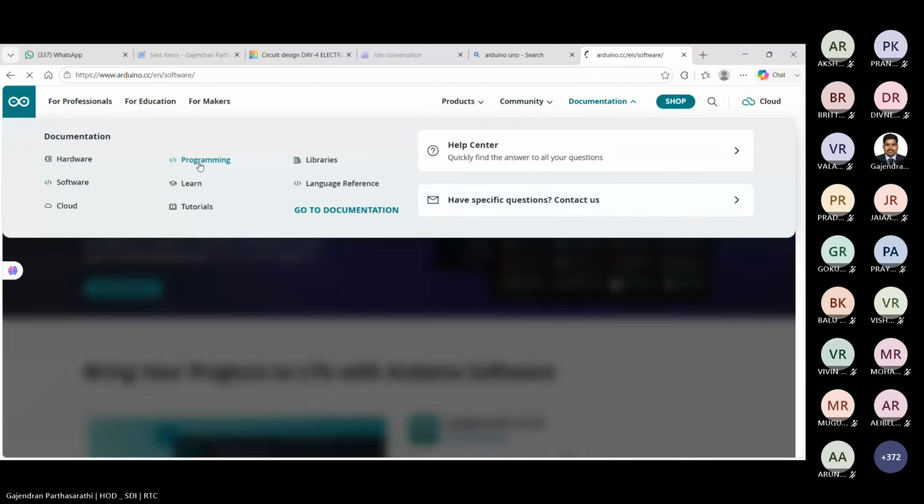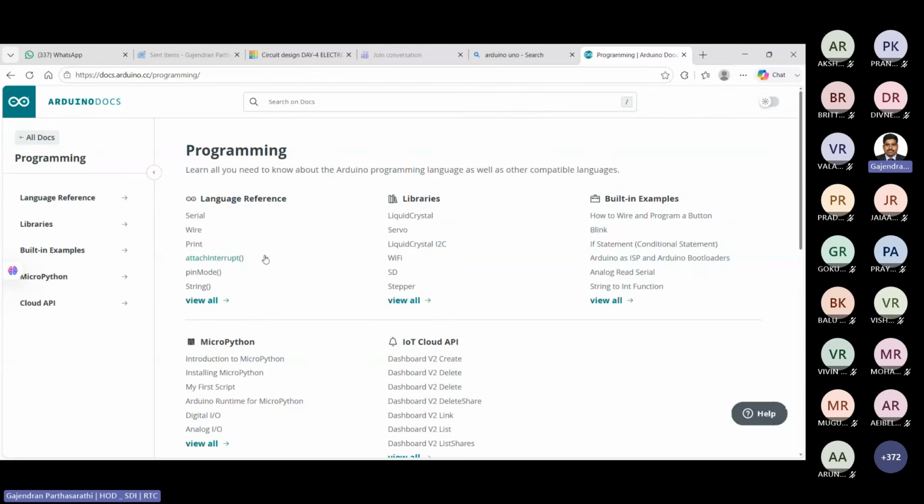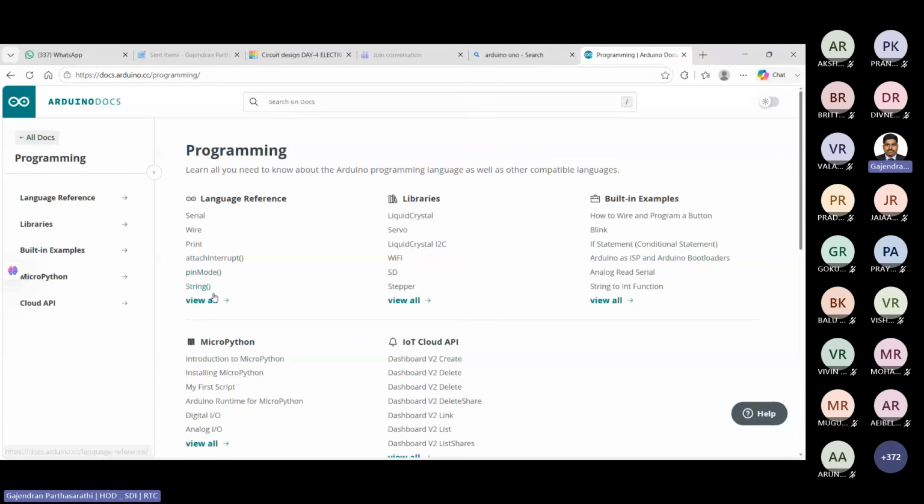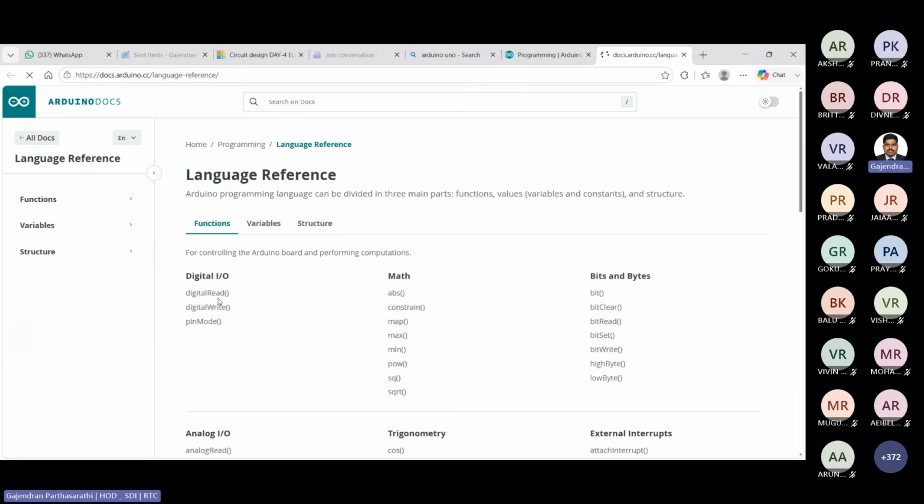Click programming. Under Arduino programming, you will get so many things. Okay, here you have a language portion. If we go to the language reference and click, you will get all the syntax. Am I correct, engineer? So I repeat once again, go to the Arduino website and then go to language reference. Under the language reference, today we are going to learn what?